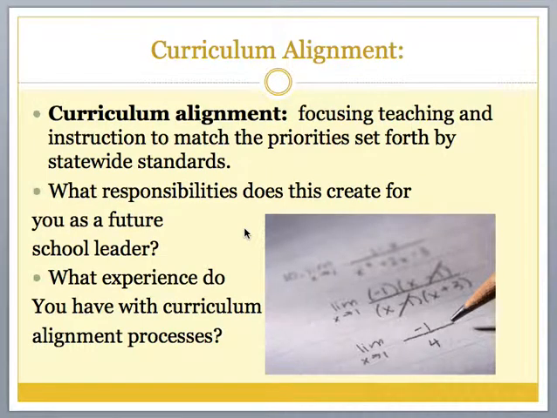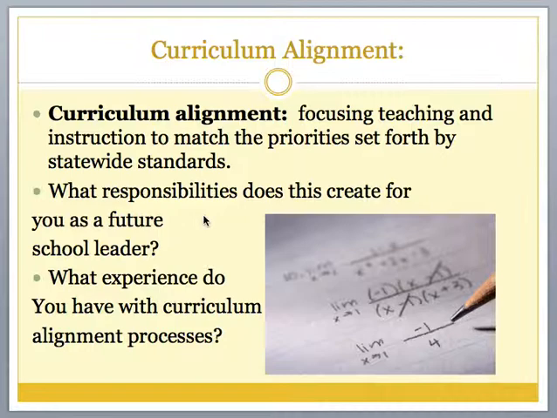The difficulty then, when we create these standards, is aligning the curriculum with the way we teach and aligning our assessments with those standards. And it creates a difficulty for the future, especially as we're adopting the Common Core now, in considering what are the responsibilities for you as a future school leader, and what would you need to do to align your curriculum with these standards. And consider experience that you've had in the past.